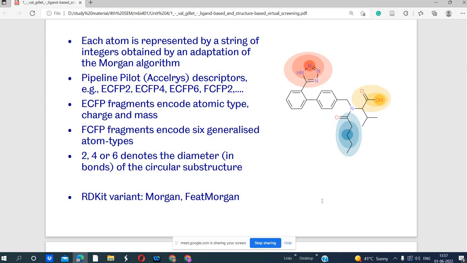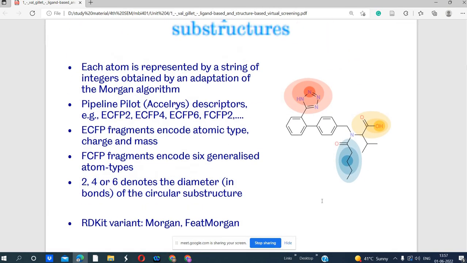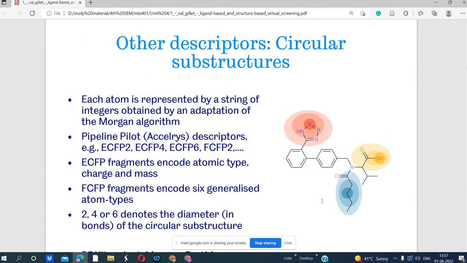So these are the names of the algorithms, Morgan, Feature Morgan. These descriptors are used by the Accelrys company, and the software is developed by them. Each pharmaceutical company can use their own or any. The companies are working in this area of drug discovery or computer-aided drug design, so they are doing their work and using different types of descriptors also.